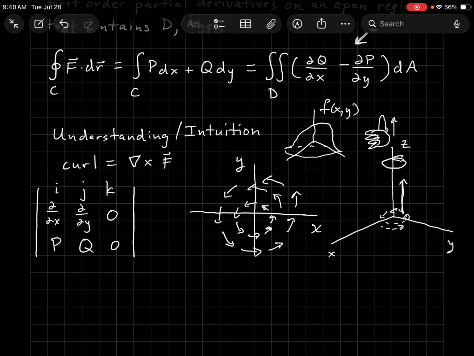Let's do the cross product of this. So we have i, and then we're going to have this times this minus this times this. So we're going to have i times 0. And then minus j, if you remember cross products, we'll have j times 0. And plus k times what? Well, now we have the k thing, which is the partial of Q with respect to x minus the partial of P with respect to y.